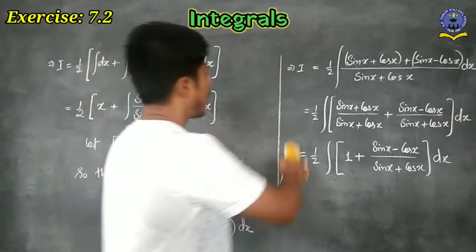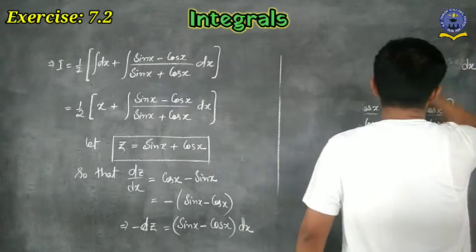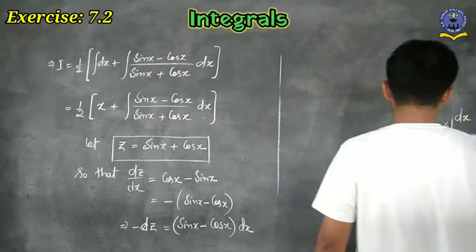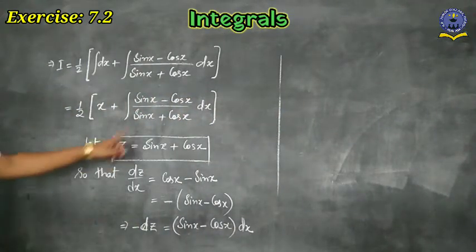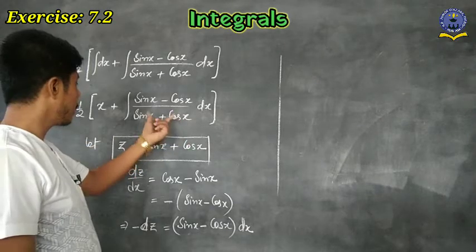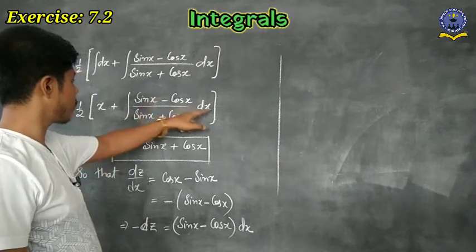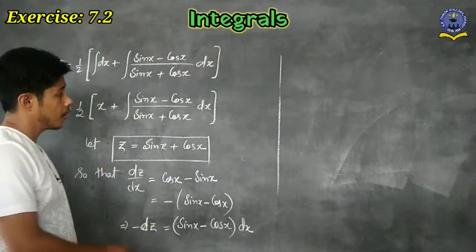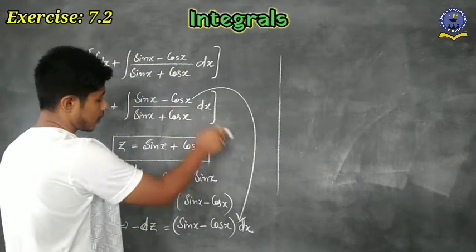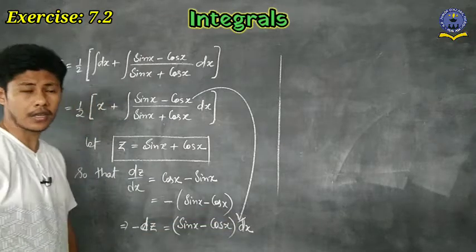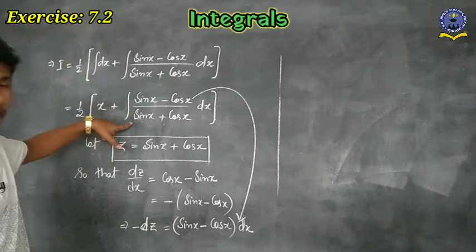Now after that, I think all of you know how to substitute, so easily we can write this result. Now if you see the integration part, in place of sin x plus cos x, we can write z, and in place of sin x minus cos x dx, we can write dz, and in place of the denominator part, we can write z, isn't it?